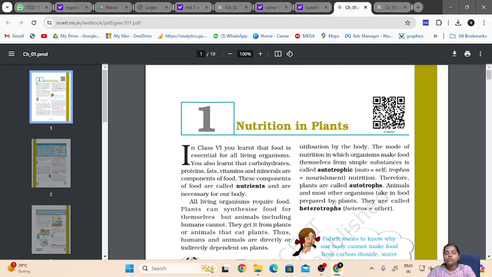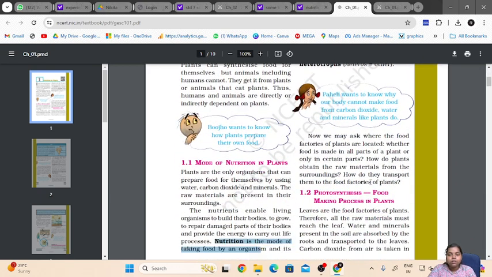Okay, so understood. The mode of nutrition in which organisms make food themselves from simpler substances is called the autotrophic mode of nutrition, and the organisms are called autotrophs. While the animals, including human beings, make use of already prepared food from plants, so they are called heterotrophs.